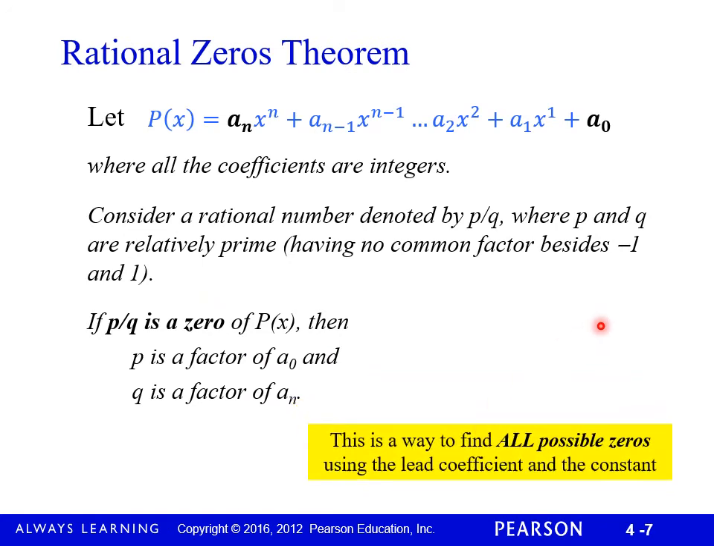This is a way to find all possible zeros using the lead coefficient and the constant at the end. Okay? We're going to see how to do that in just a second. So that's all this rational zero theorem is. Notice we have p over q. p has to be a factor of a sub 0, and q has to be a factor of a sub n, the leading coefficient.